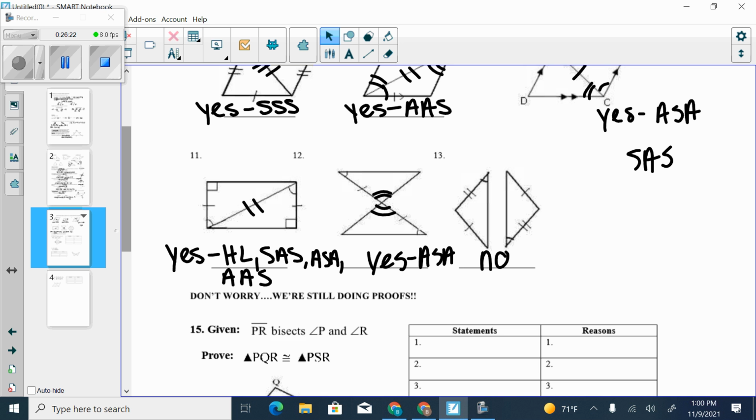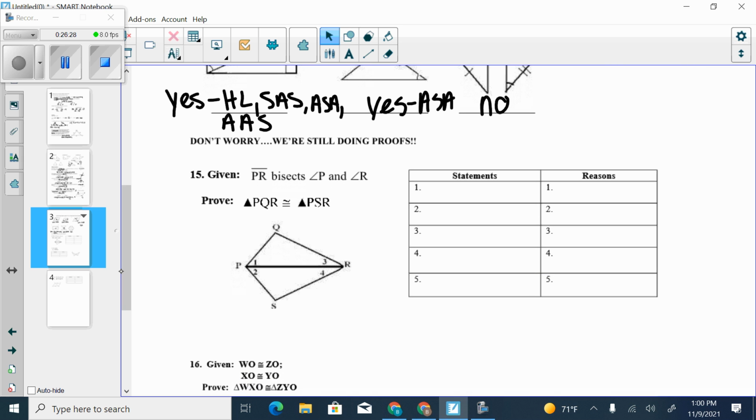Okay, so in case you were worried about not getting to the proofs, we got plenty of those too. Alright, so on number 15. They have that we are given that the segment PR, this line right here, bisects angle P, this angle, and angle R. What does that mean? Cuts it in half, right?